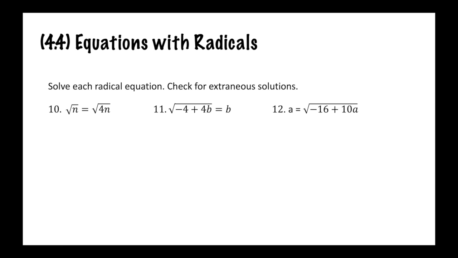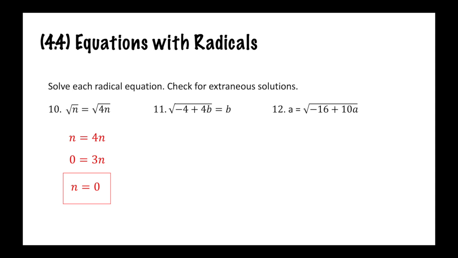Now for number 10, again, if I square both sides here, I'm going to get n is equal to 4n. Now, if I subtract over the n, I actually get 0 is equal to 3n, or you might get negative 3n is equal to 0. Either way, if I divide by 3, or if I was dividing by negative 3, it's going to give me 0. And when I plug that back in, I get the square root of 0 is equal to the square root of, this would turn into a 0, and that confirms that that is going to be correct.